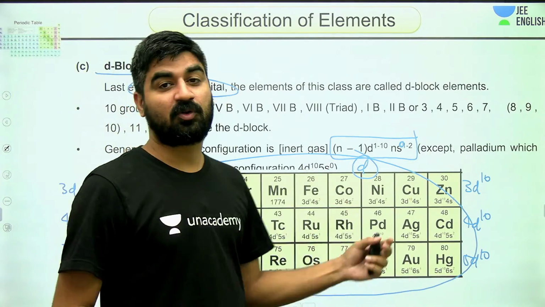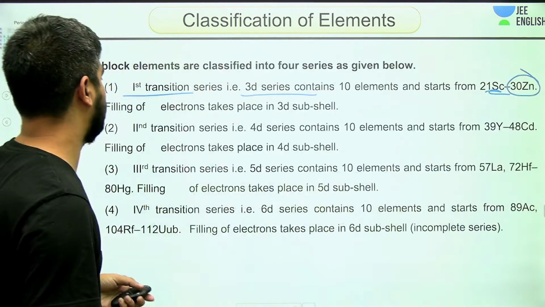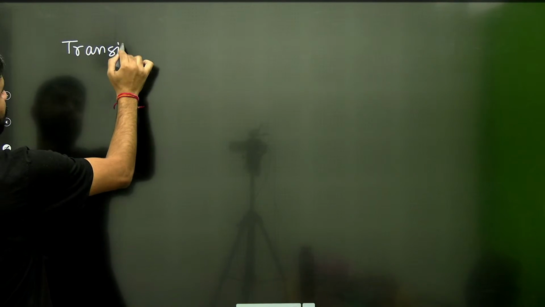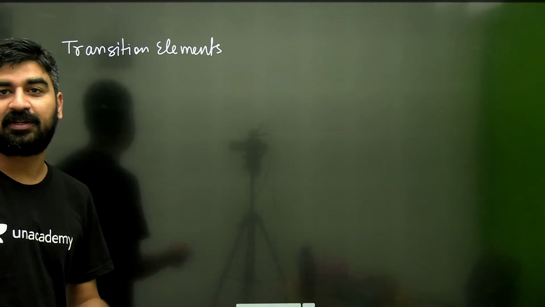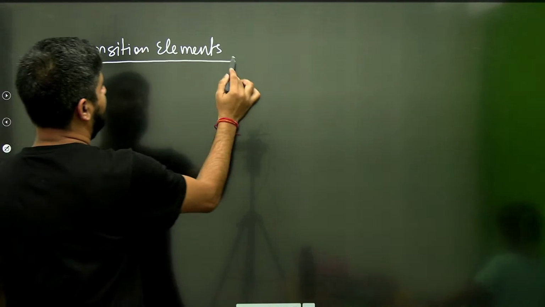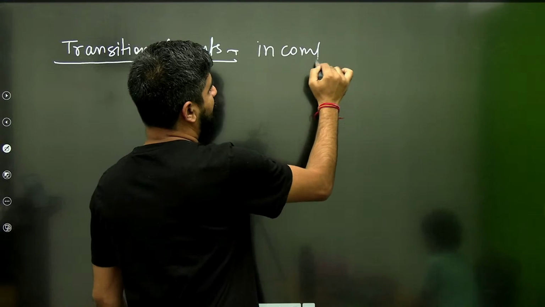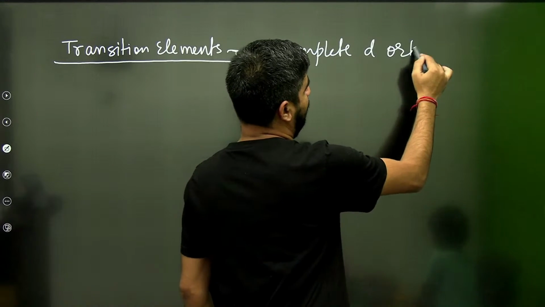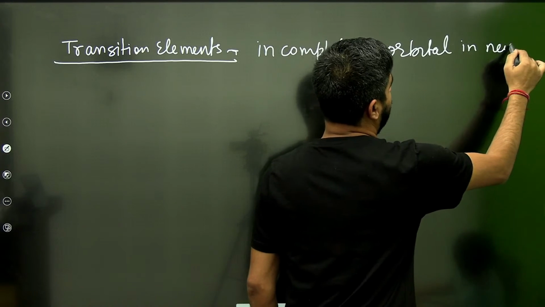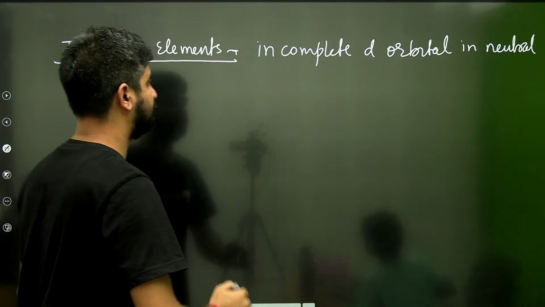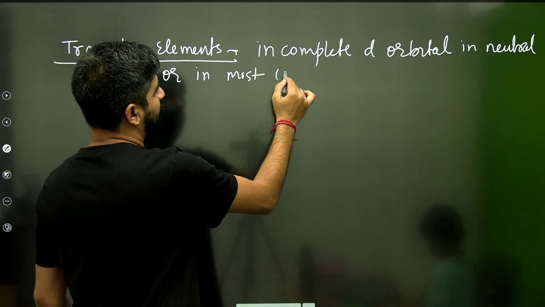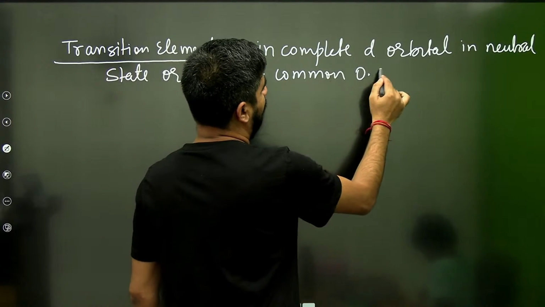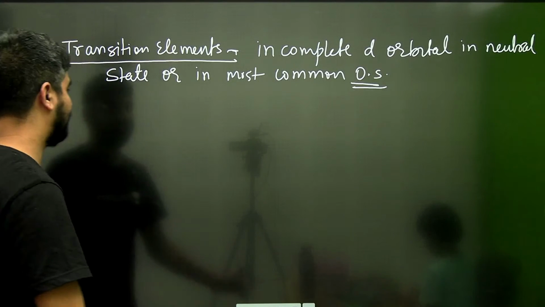Now if I'm talking about the transition elements, so what are transition elements? Transition elements should have incomplete d orbital in neutral state or in most common oxidation state. Right guys?